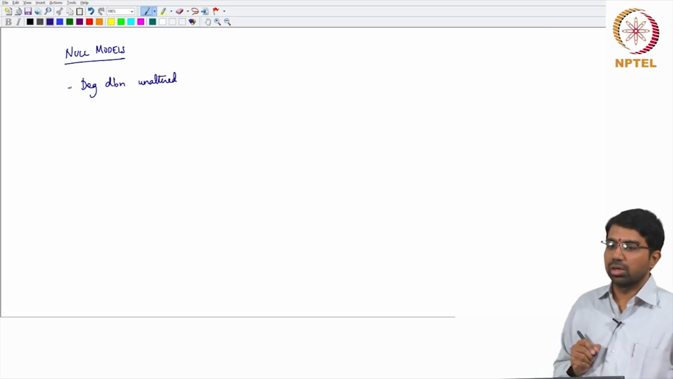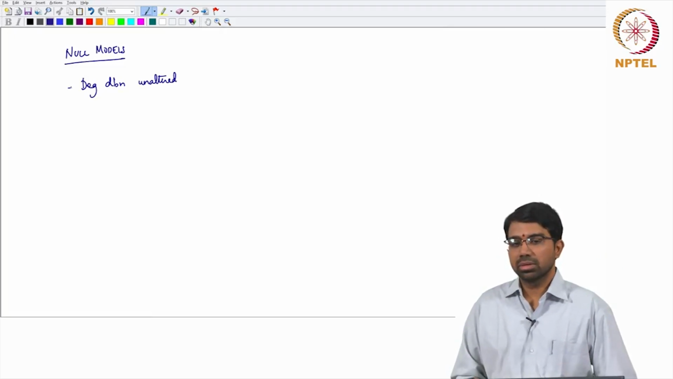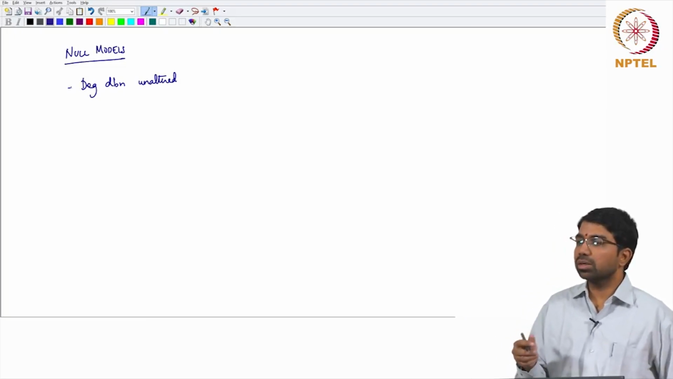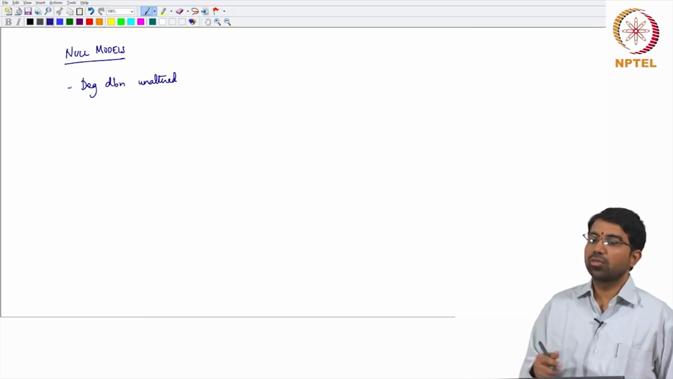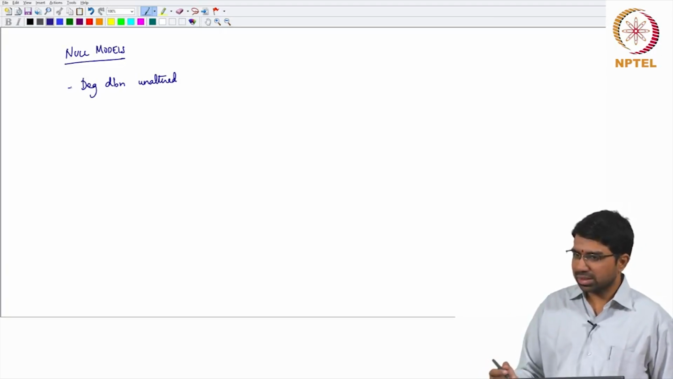the degree distribution unaltered. How would I go about creating a null model? How do I create a new network? Or I do not want to create one network, I may want to generate a few thousand networks, right. This is very similar to the idea we saw yesterday, right.